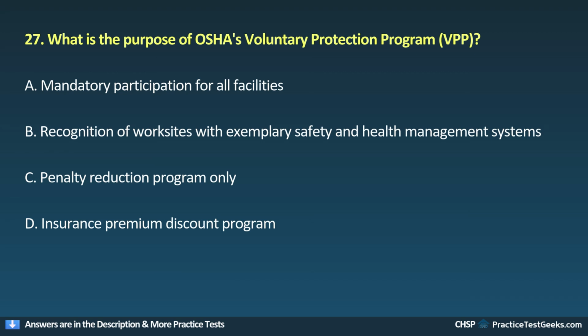27. What is the purpose of OSHA's Voluntary Protection Program, VPP? A. Mandatory participation for all facilities. B. Recognition of work sites with exemplary safety and health management systems. C. Penalty reduction program only. D. Insurance premium discount program.